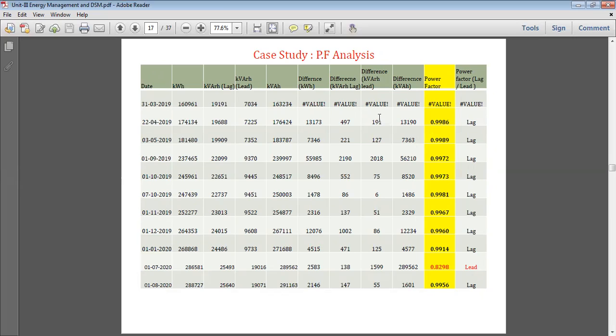So see here, the leading kVAR is 119, whereas the lagging kVAR is 497. So the lagging kVAR is more, so the power factor will be lagging. So it is 0.998 lagging. Now, everywhere we find that the leading kVAR is smaller as compared to the lagging kVAR, so the power factor is lagging. Only in this month, we found that the leading kVAR is higher and the lagging kVAR is smaller, so the power factor is leading.